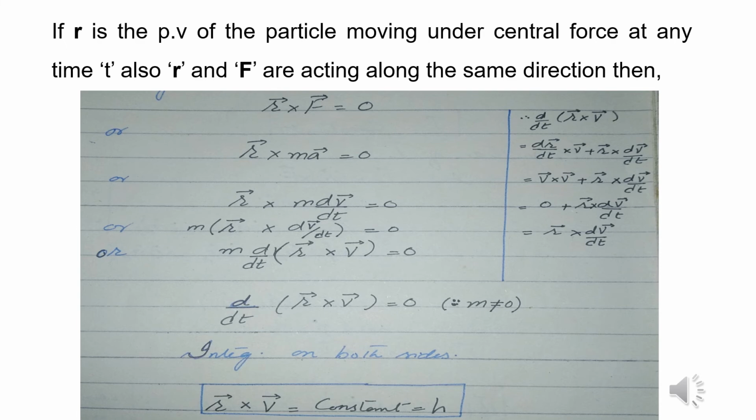That we will write d by dt of r cross v is equal to 0. Now integrating both sides, we get that r cross v is equal to a constant, and that constant is equal to h. You can note that the cross product between the velocity v and the position vector r is equal to another constant, that is h.